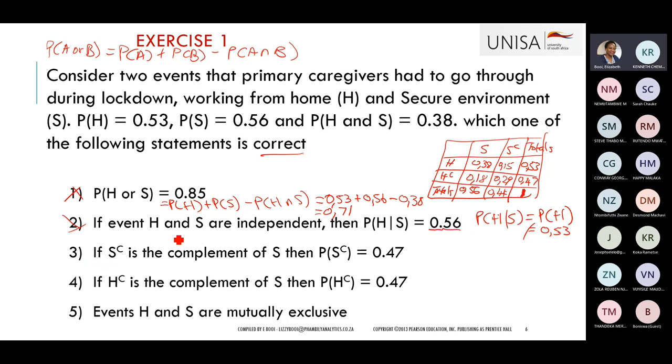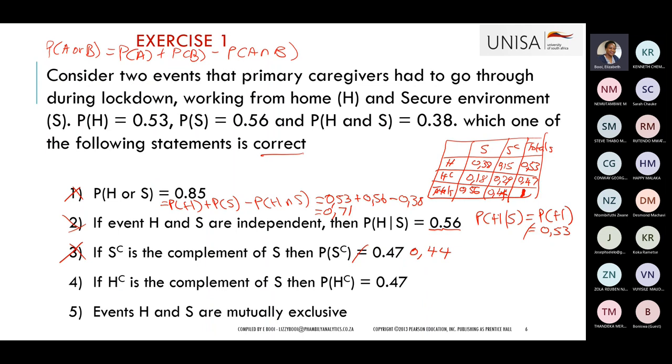If S with the C gap is the complement of S, then the probability of S complement is equal to 0.47. So we've calculated all of them here. So what is the probability of S complement? We find it here at the end. 0.44. This should be 0.44, it's not correct. So that is incorrect.